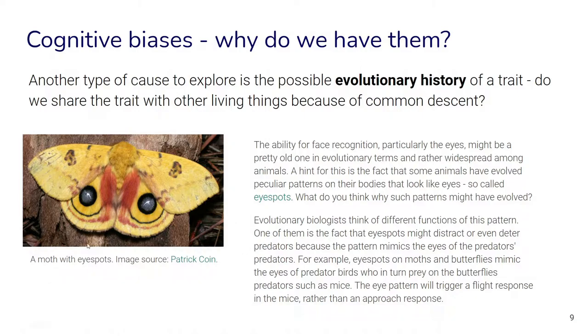For example, for this moth, a predator might be a mouse. And these eye spots are mimicking the eyes of an owl, which in turn is the predator of the mouse. And so the mouse would, instead of trying to go after this moth, would rather try to move away from it.